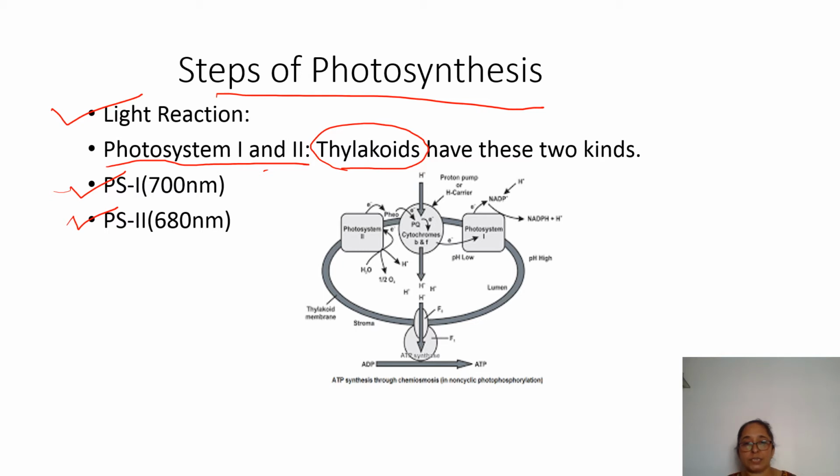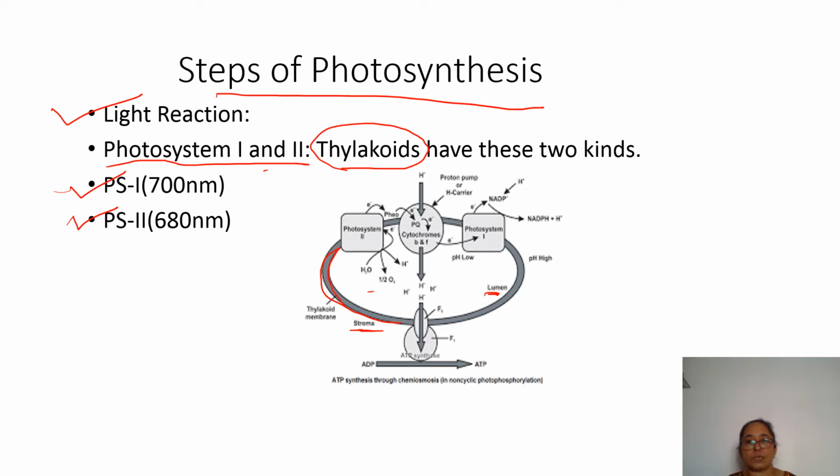So here you can see I have drawn one diagram. This shows ATP synthesis through chemiosmosis. As I already said, the light reaction takes place in the thylakoid. So this dark zone is the thylakoid membrane. This is the thylakoid lumen, the inside portion, and this outer one is the stroma. All these parts I already explained in the structure of the chloroplast in my previous video.